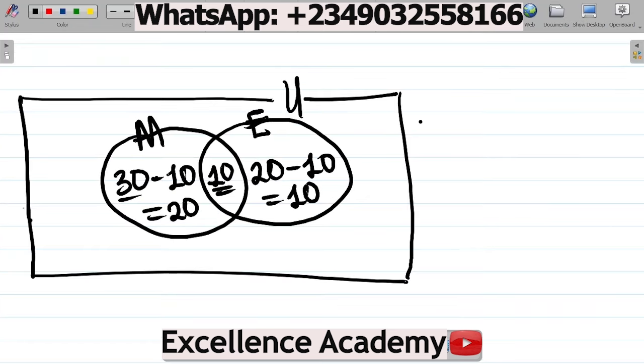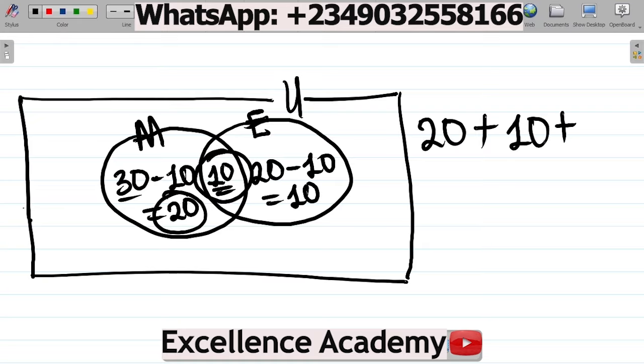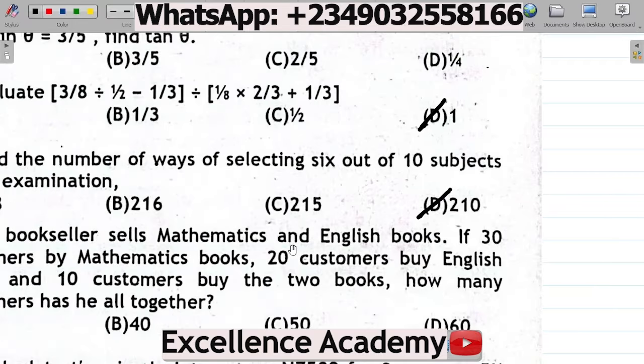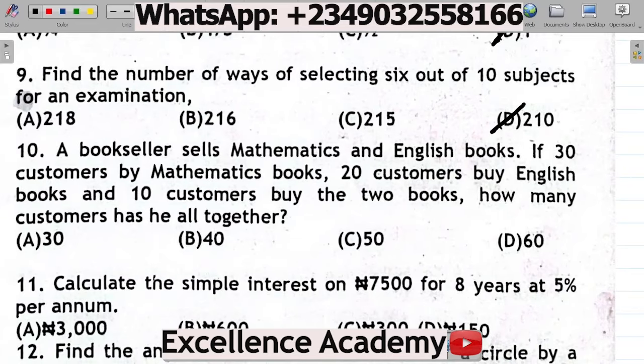So to get the total customers, you take this value here, 20, plus the one at the middle, which remains unchanged, 10, plus this other value here after subtraction, that's 10. That's equal to 20 plus 10 is 30. 30 plus 10 is 40. So you have in total 40 customers. All right. The correct option there is B, 40. So that's your correct option.